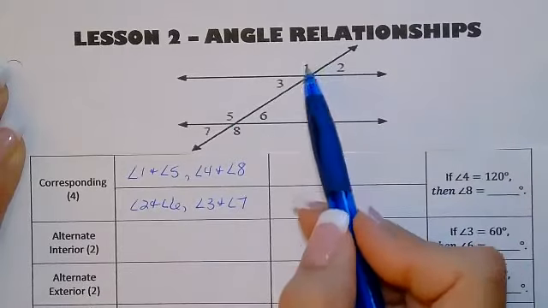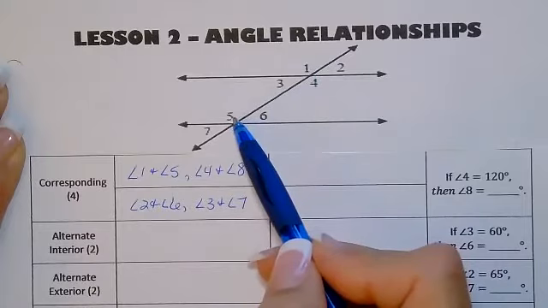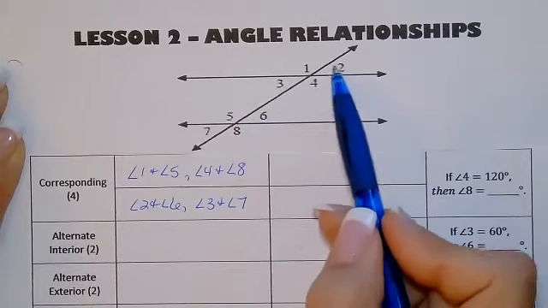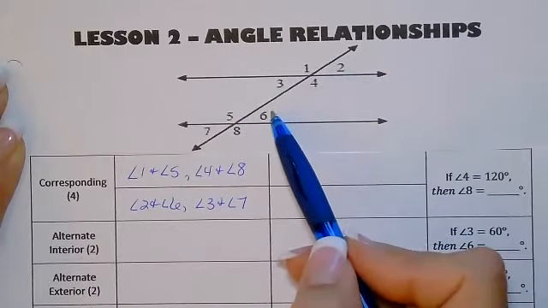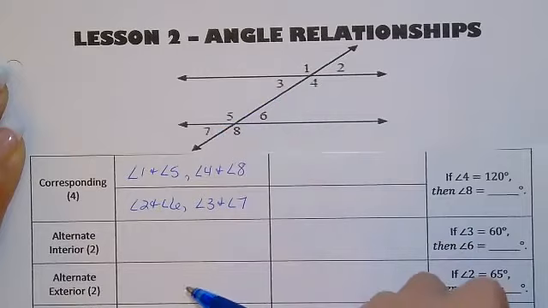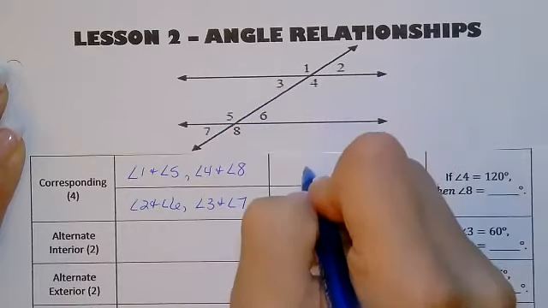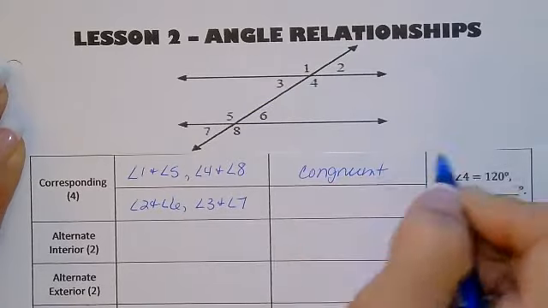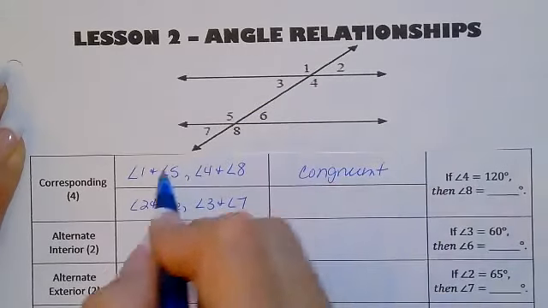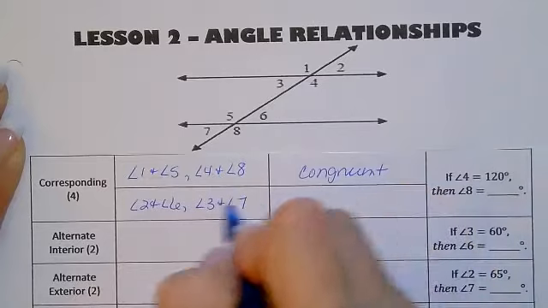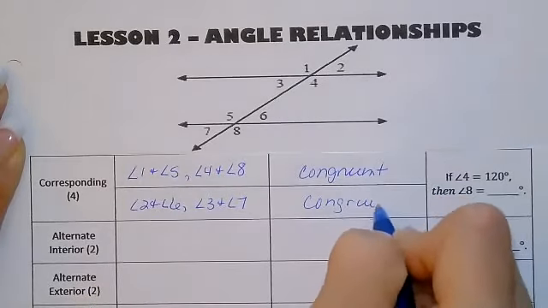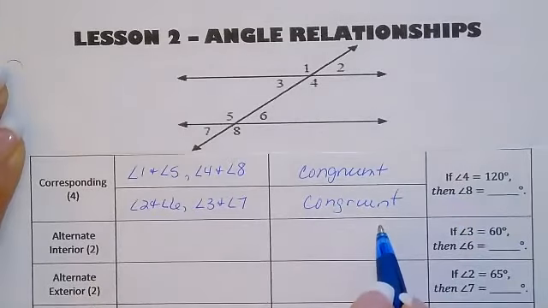So angles 1 and 5 are both obtuse. 4 and 8 are both obtuse. 2 and 6 are both acute. 3 and 7 are both acute. So these are congruent. They are both obtuse. And these are also congruent. Both angles in each pair are acute.